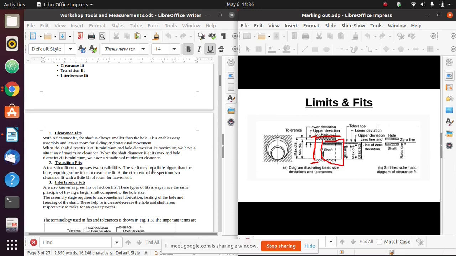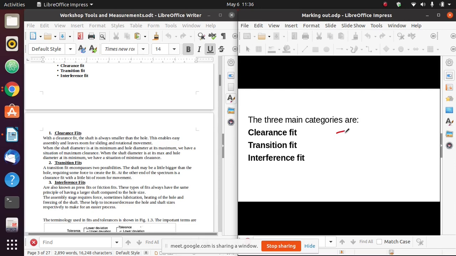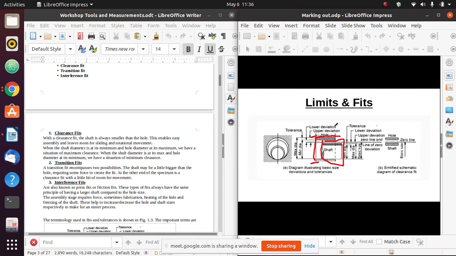But for an interference fit, you'll find that the diameter of the shaft will be larger than that of the hole. So I will have to induce some force or lubrication, or I can heat those two components to either decrease or increase the diameter of either the shaft or the hole, so that these parts can fit together, to mate together.